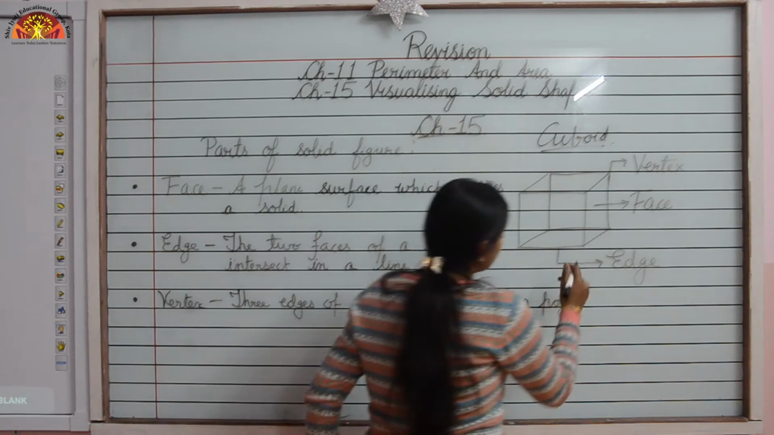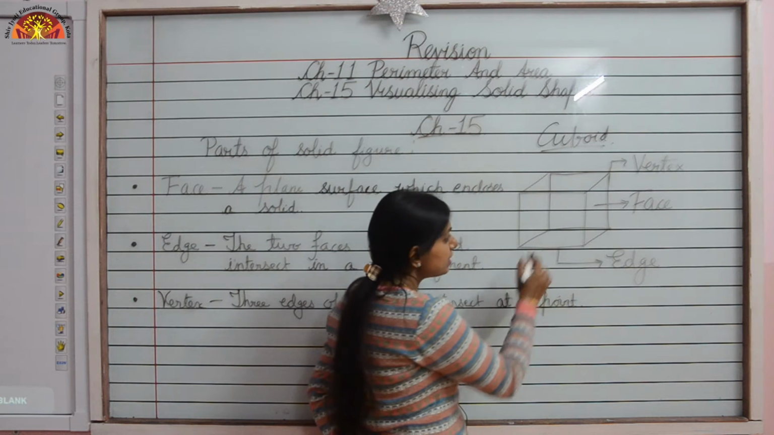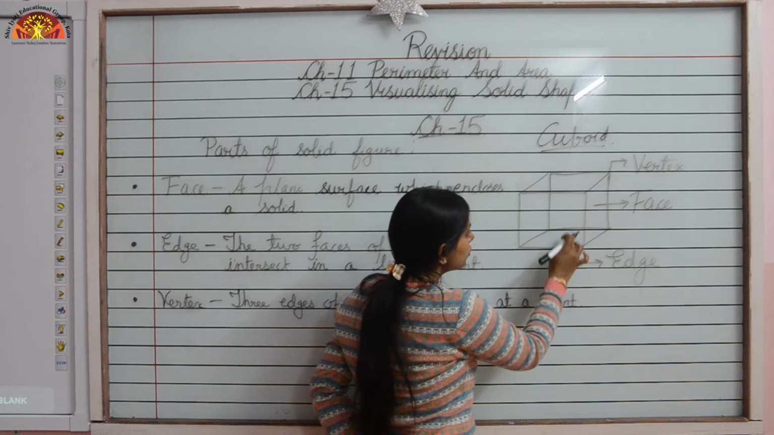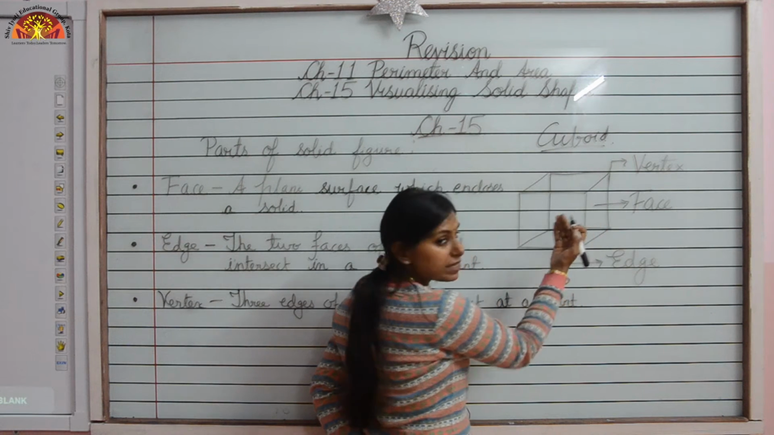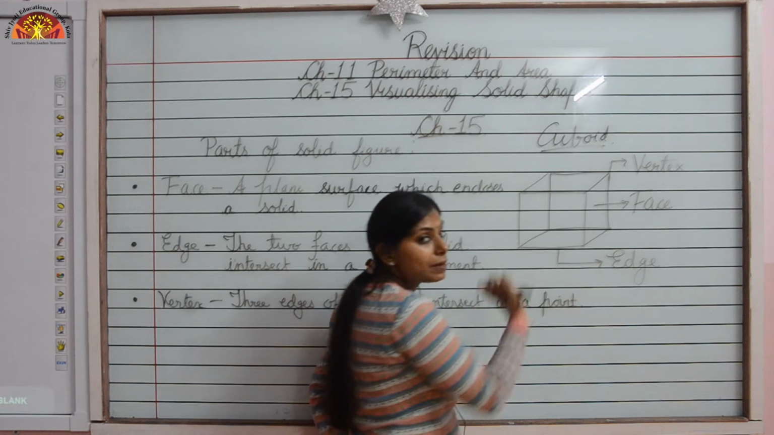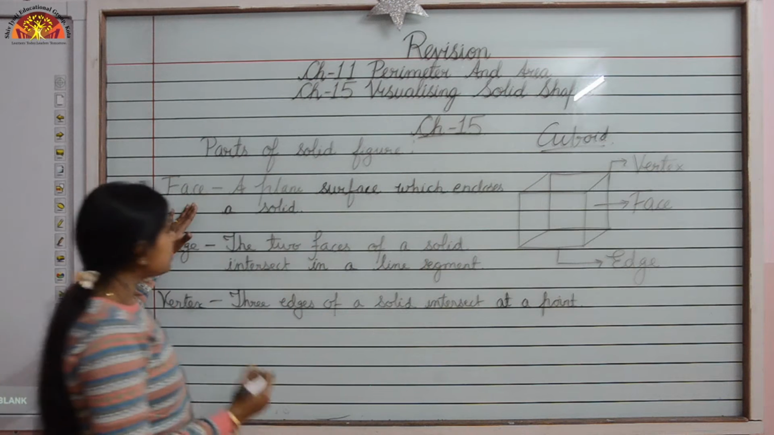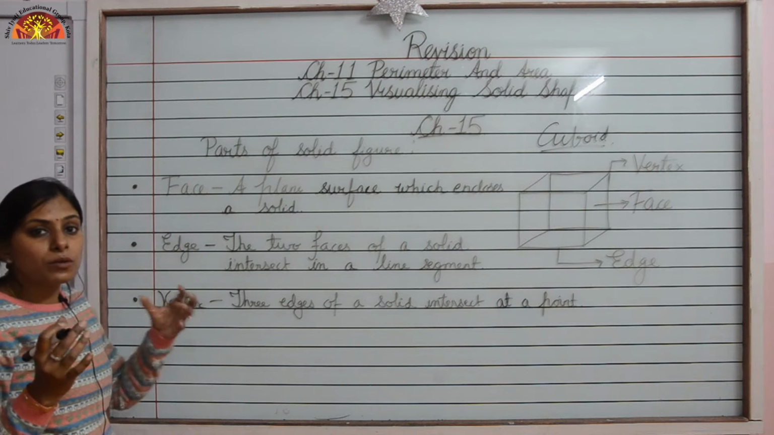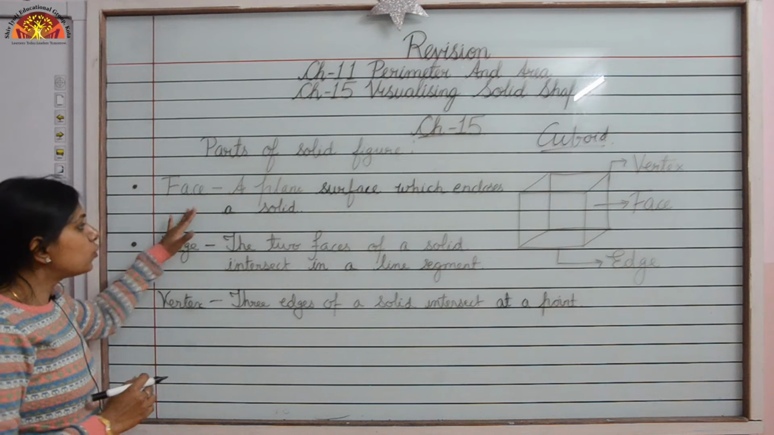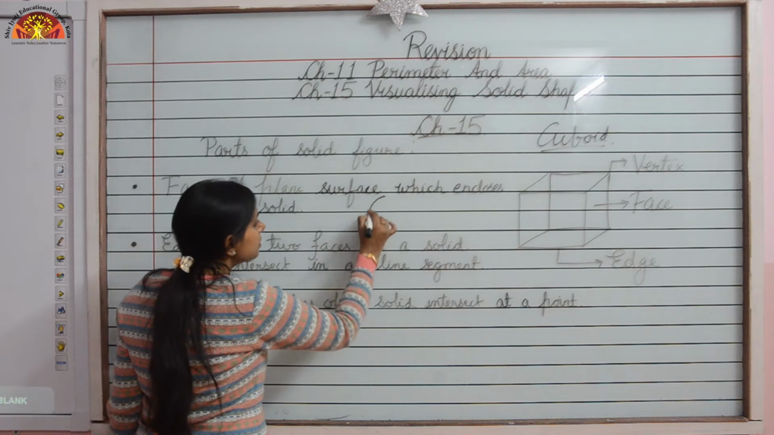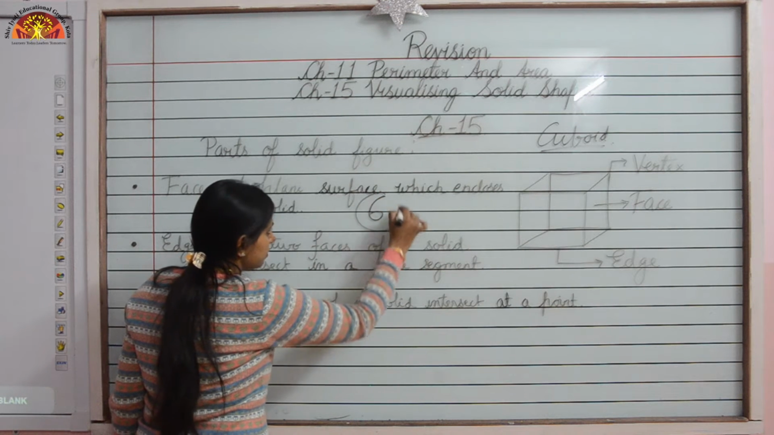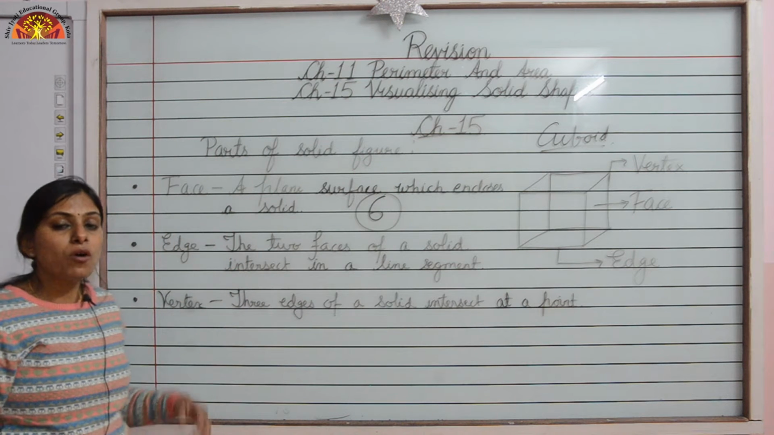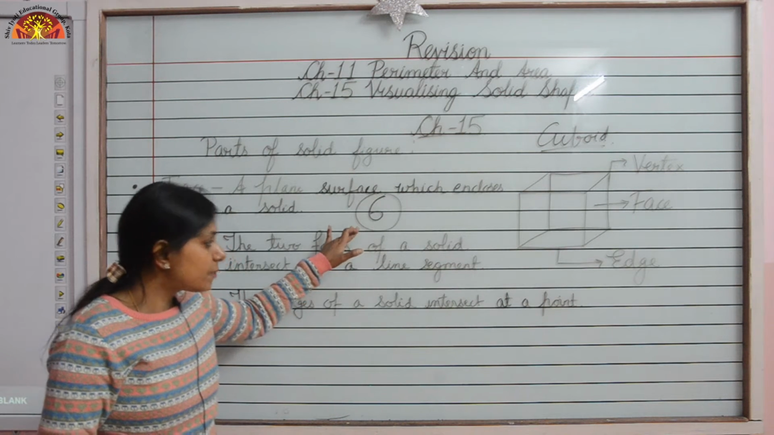So you can see, children, that there are 6 faces in this figure, that is 1, 2, 3, 4, 5 and the 6th one that is in back. So if you are just talking about the cuboid, in the case of a cuboid there are 6 faces. In the case of a cuboid or a cube, there are 6 faces.